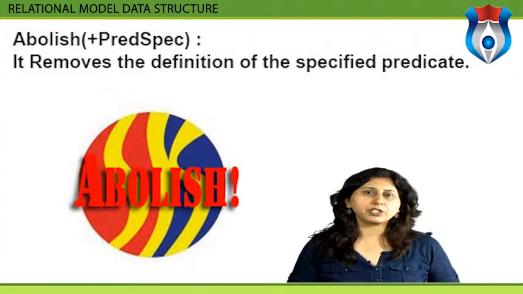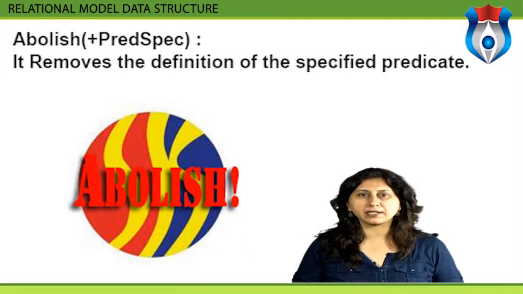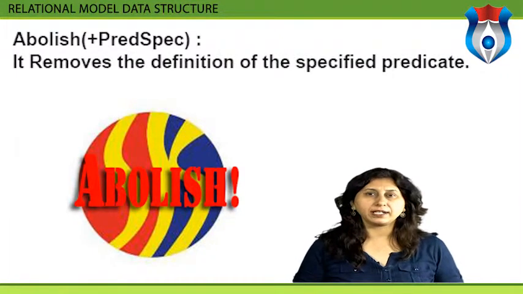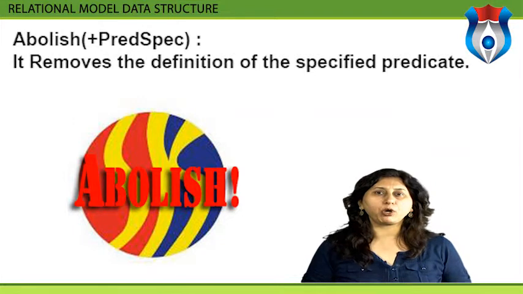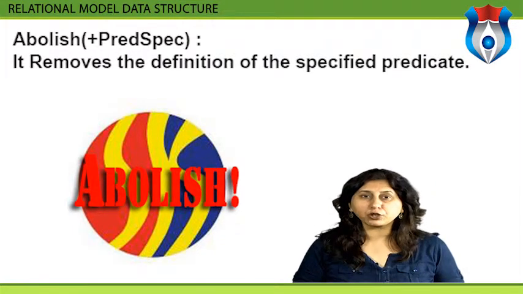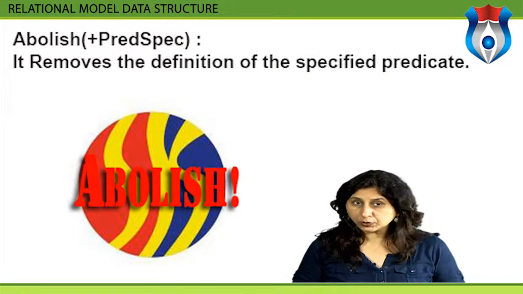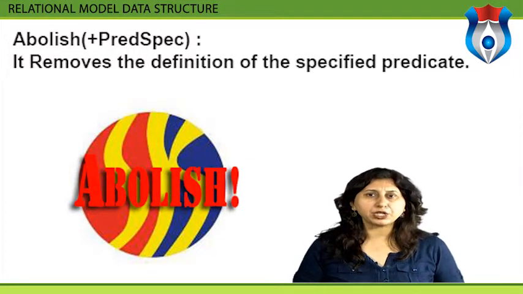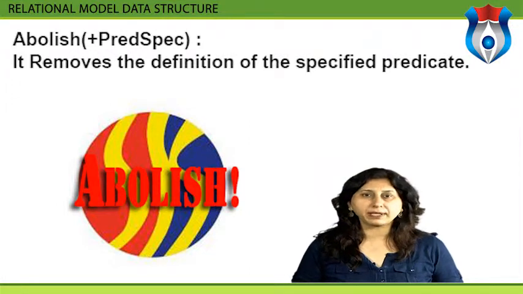It removes the definition of the specified predicate. PredSpec is of the form pred/arity. Everything about the abolished predicate is completely forgotten by the system, including the dynamic property. There is also an abolish/2 which takes pred and arity as its two arguments.